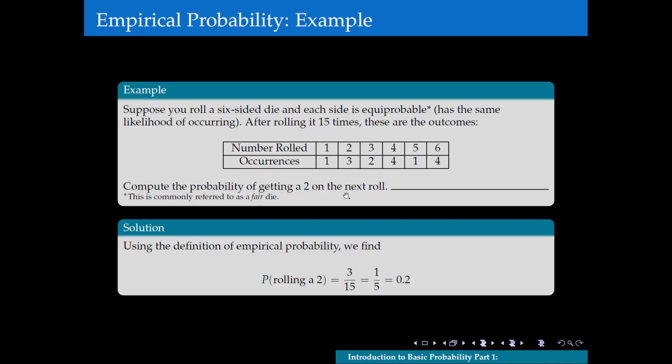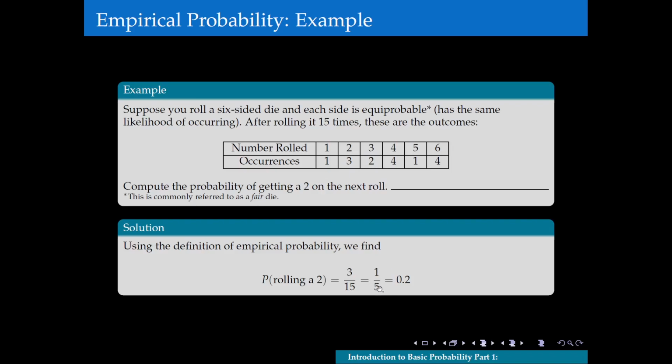Now, based on this experiment, we can compute the probability of getting a 2 on the next roll. So this is just to estimate the likelihood of a 2 occurring based on the relative frequencies for this experiment. By using the definition of empirical probability, we take the probability of rolling a 2 as equal to the number of occurrences that we observed of 2. We see 2 was observed 3 times, divided by the total number of trials. Remember, we rolled the die 15 times, and we observed the number 2 three of those times. So 3 over 15, which reduces to 1 over 5.